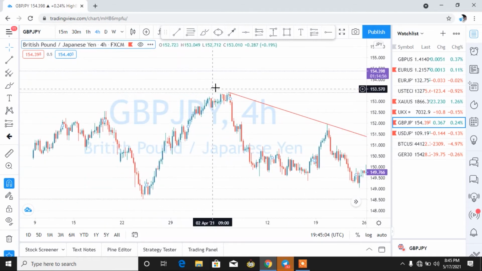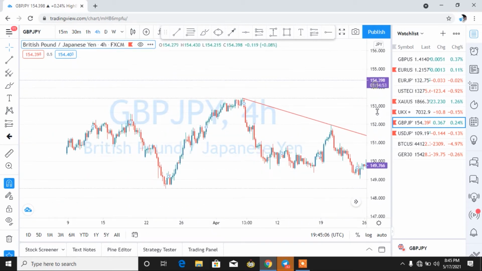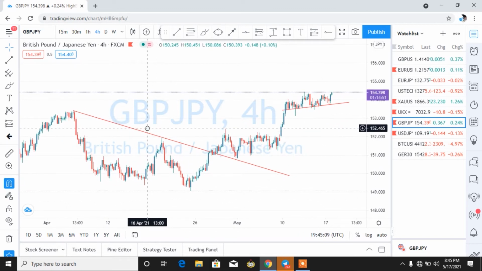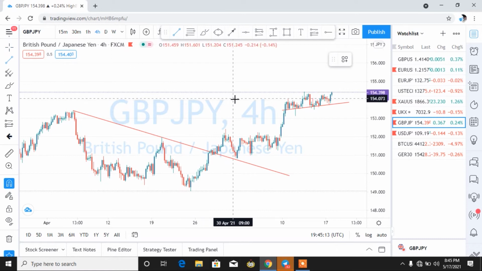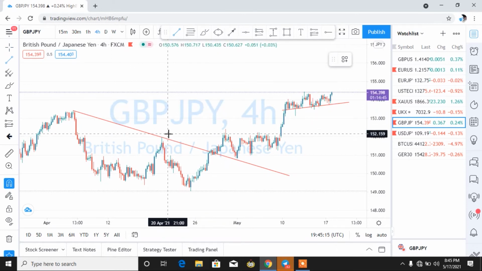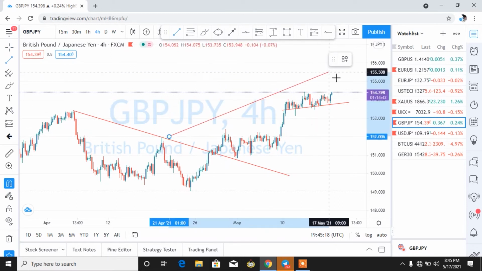Let's also look at another way to draw trend lines here on GJ. This is also a trend line on GJ.